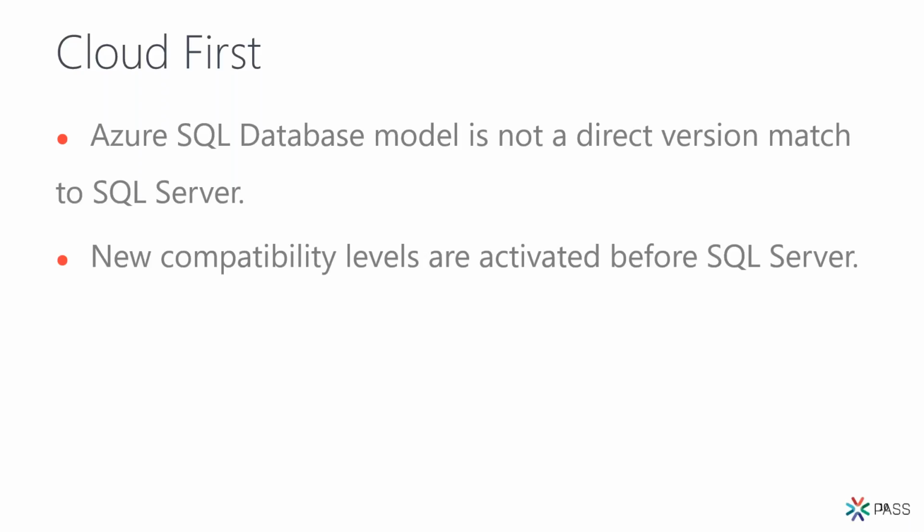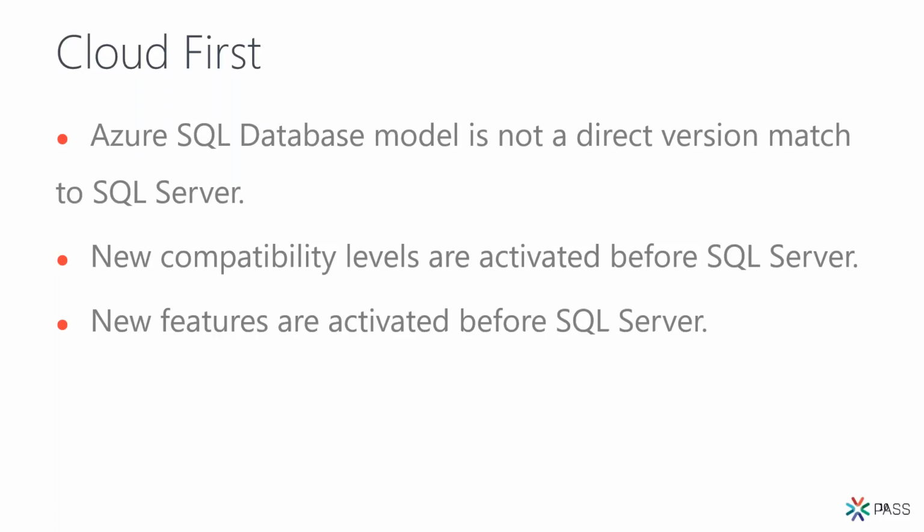So that means, for example, if the team pushes some new optimizer fixes or they improve the adaptive query optimizer features, then you'll probably see those activated on the cloud first fork, which means Azure SQL DB, before we see them on SQL. New features are activated before SQL as well, things like Azure Threat Detection and the intelligent insights. These features are still only in the cloud, and we'll see if they come to SQL Server or not.